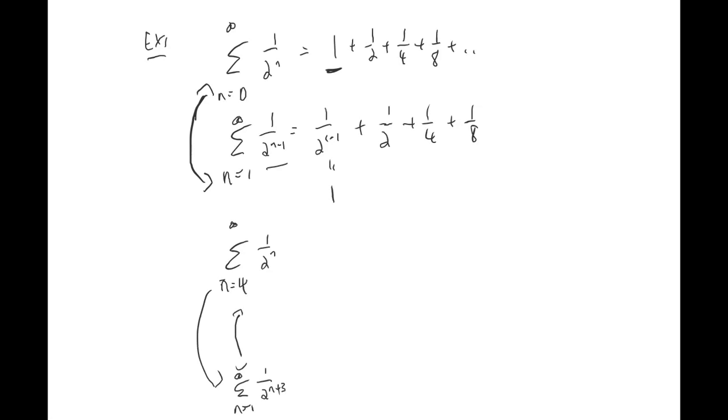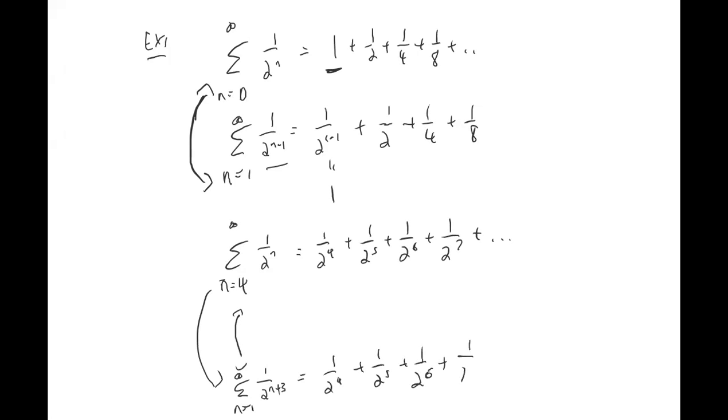Yeah? And you could check, right? If I plug in 4 here, I get 1 over 2 to the 4. So this is my series, right? This thing's the same thing, because when I plug in n equals 1, I get 1 over 2 to the 1 plus 3, which is 1 over 2 to the 4th. And these are the same series. Is everyone clear on this?